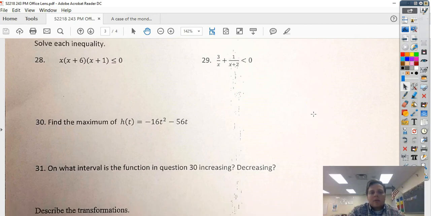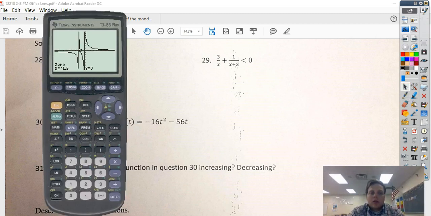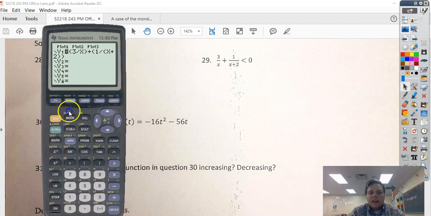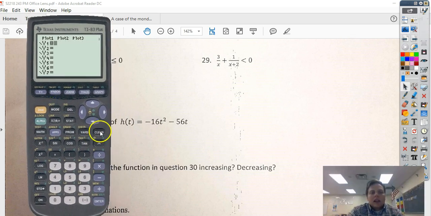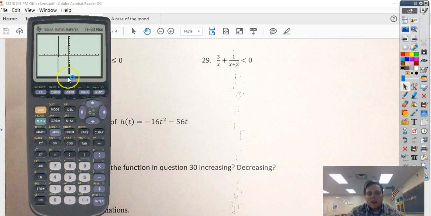Find the maximum of h of t equals 16t squared minus 56t. Okay, let me just give you a hint on this problem. Anytime it says find a maximum and then it doesn't give you some weird interval, it's talking about a local maximum. What it means there is it just wants you to look and say, okay, what seems to be the highest and lowest? Well, the problem is we can't see anything on graphs like this because they're so big. So let me tell you to go to the window and start playing around with the window, alright?